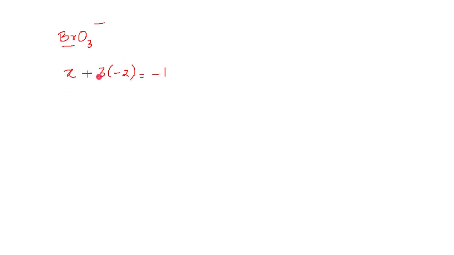Now calculate. So X plus 3 into -2, which is -6, equal to -1, right? So X is equal to -1 plus 6. -6 you take on the other side, it will become +6. So you will get the answer as X is equal to -1 plus 6, which is equal to +5, right? So the oxidation number of bromine in this ion is +5, right?